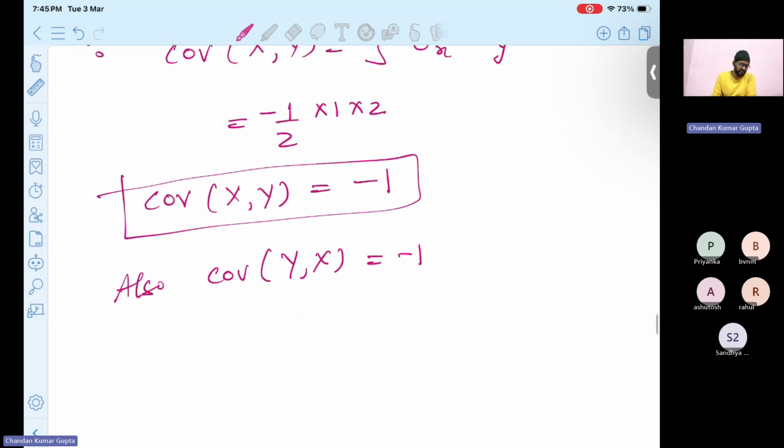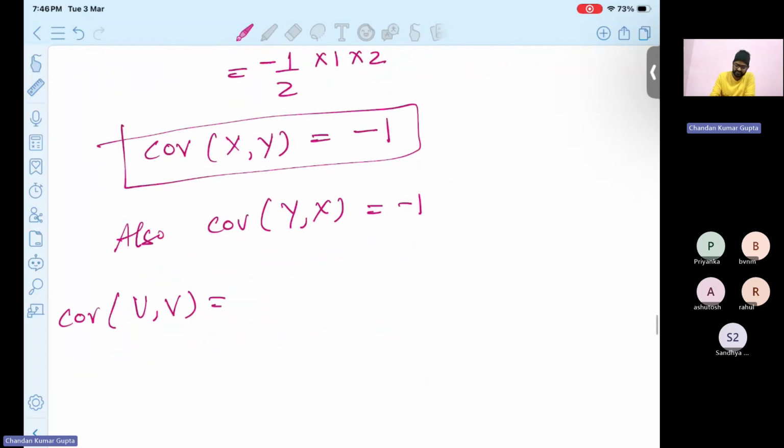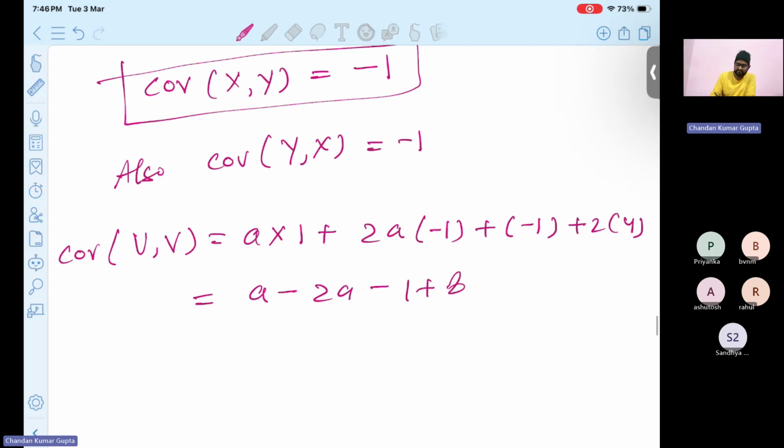Okay. So we just need to put the values. It's the covariance of u, v. I have written u, v because instead of a and b, sorry, ax plus b and x plus 2b, it comes out to be a into 1 plus 2, a into minus 1 plus minus 1 plus 2 into 4. After solving, a minus 2a plus 1 minus 1 plus 8, so it comes out to be minus a plus 7.